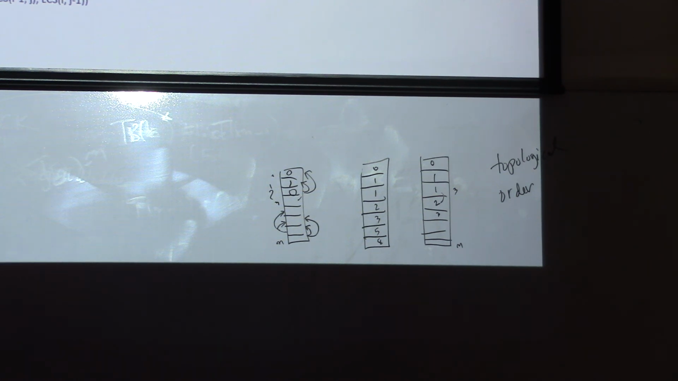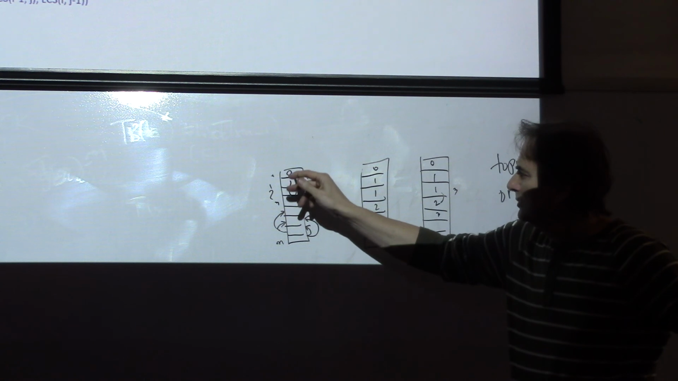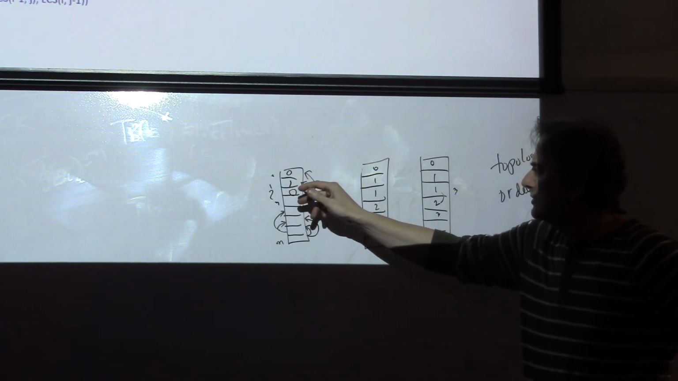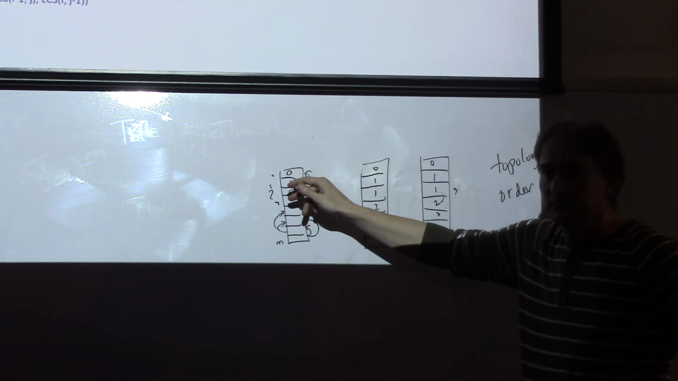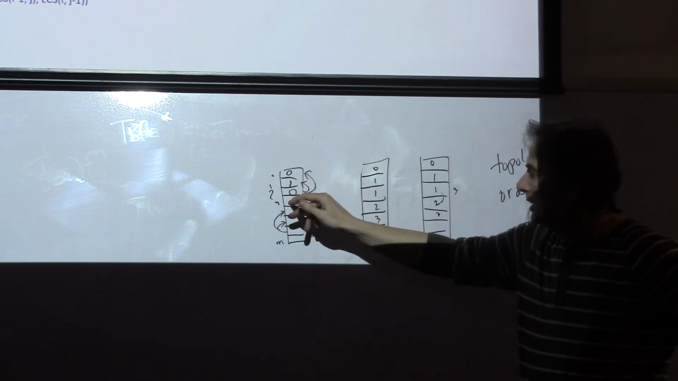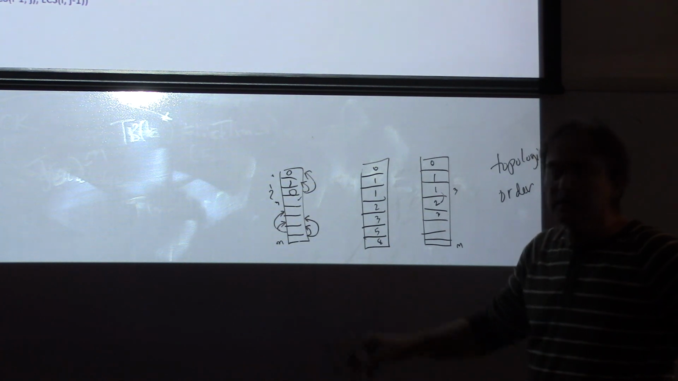What you're seeing here is that for each element in the table, once it's initialized, I only have a theta of 1 operations, which means add. Add, add, add, add, add. So the theta of this is n.